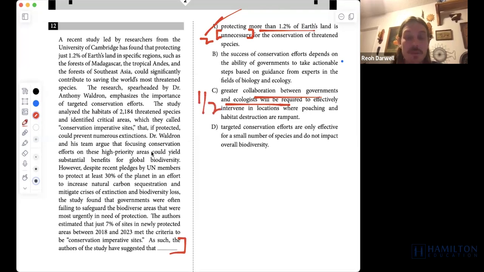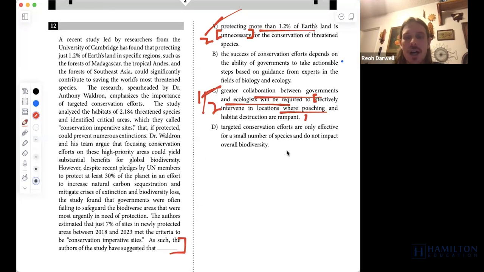According to this passage, which I'm understanding that you have read and understood. Pause and reread it if you haven't. However, to effectively intervene in places where poaching and habitat destruction are rampant, that's kind of half right. That's not exactly what we're saying here. What we're saying is that we need to protect these sites from a bunch of different things. This is too specific to focus.